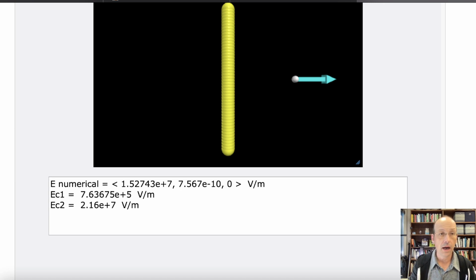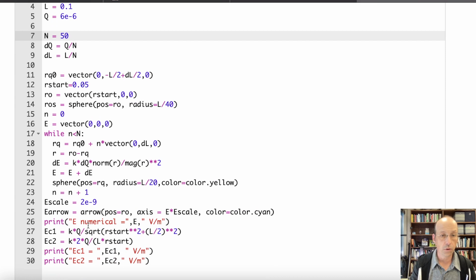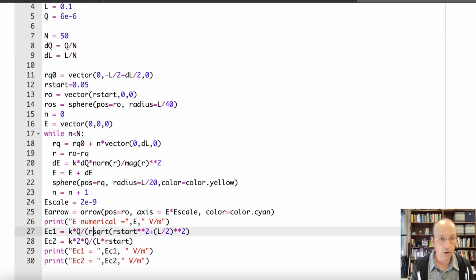Okay, so I didn't take the square root. I think I have an error. Square root of R start squared, K times Q over the square root of R start squared plus L over 2 squared. That is right. Oh, there's an R down there. Sorry. Okay, this is divided by R start times that.